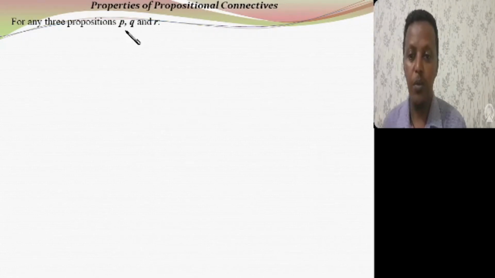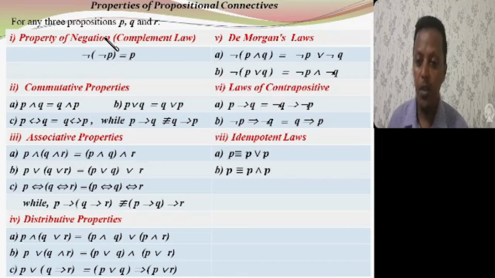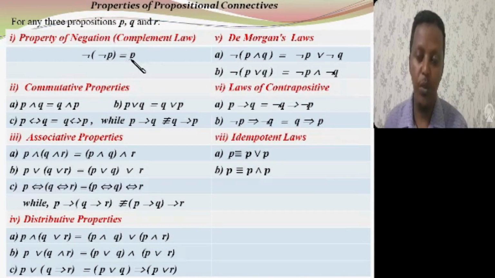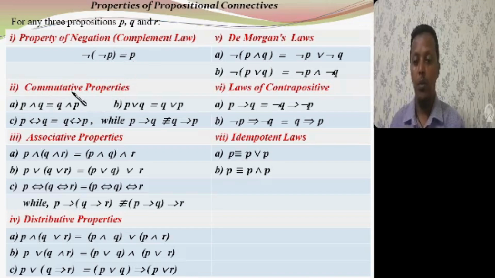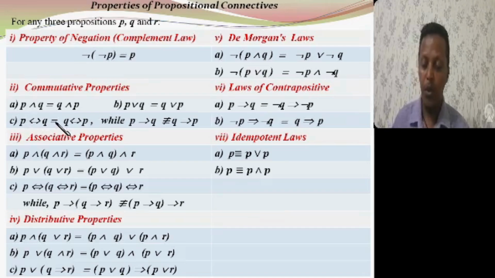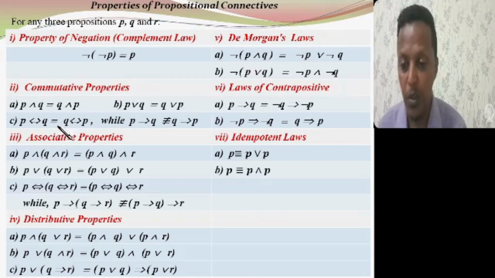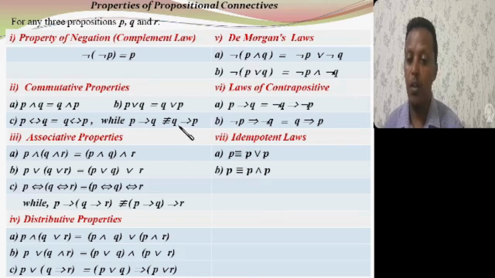Now for the propositions P, Q, R, we have the property of negation. Negation of negation P is equivalent to P. We have the commutative property. Conjunction is commutative. Disjunction is commutative. Biimplication is also what? Commutative. P if and only if Q is equivalent to Q if and only if P. If you interchange the P and Q, you will get the same truth value. They are equivalent. But in case of implication, P implies Q is not equivalent to Q implies P.